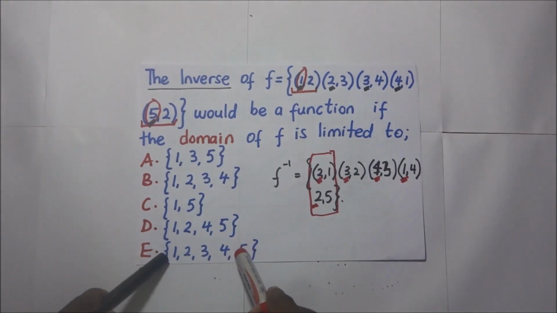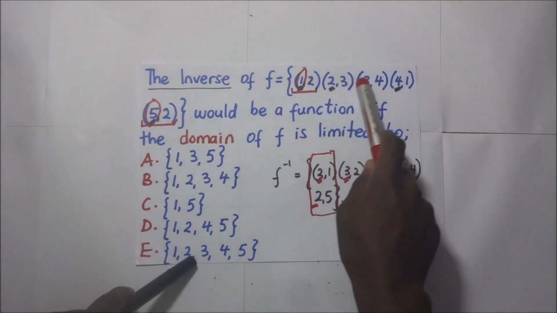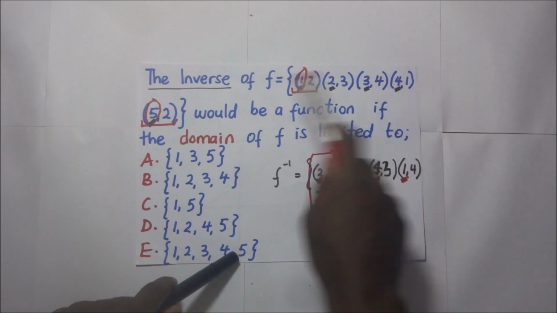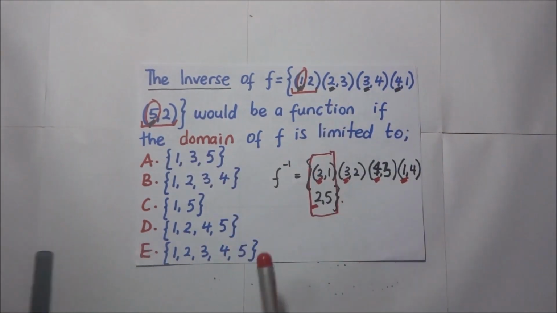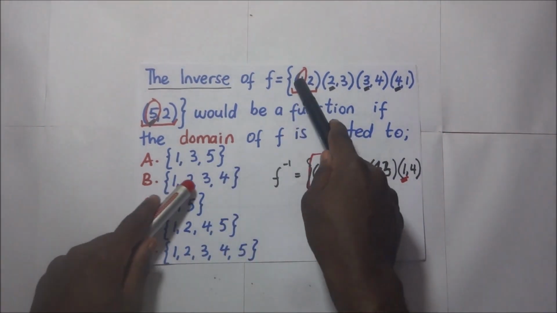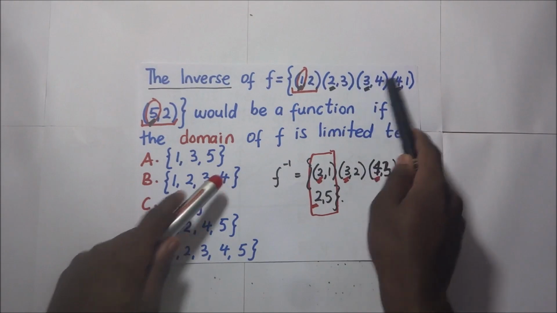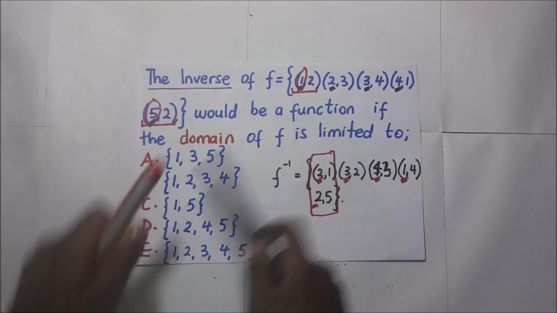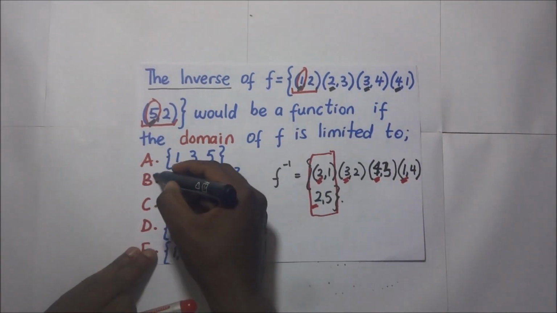Then we come to part E, which is 1, 2, 3, 4, and 5. Part E includes all of them, so it's not it. The answer here is B. B has 1, 2, 3, and 4, meaning we've eliminated 5. So part B is the answer here.